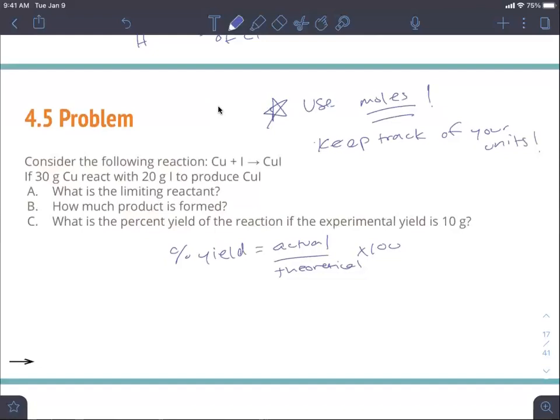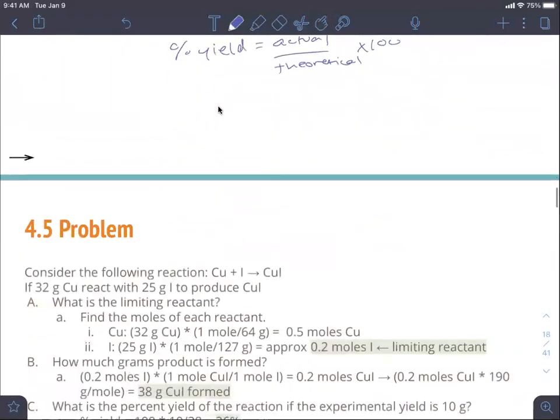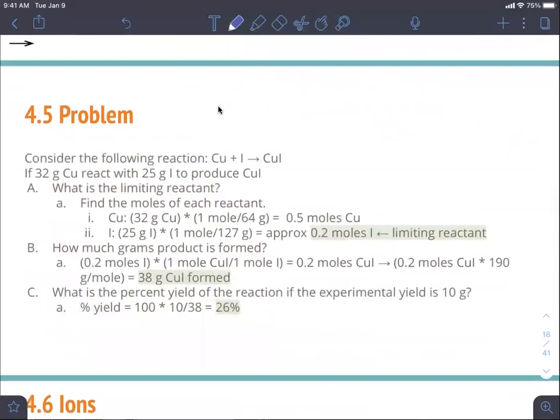Okay, so let's go over this together. These are the answers, and to the person who commented in the chat, you were right. Iodine is the limiting reactant. If you look at this equation, you can see that it is a simple combination equation of copper and iodine to produce copper iodide. So this is a callback to the last section.